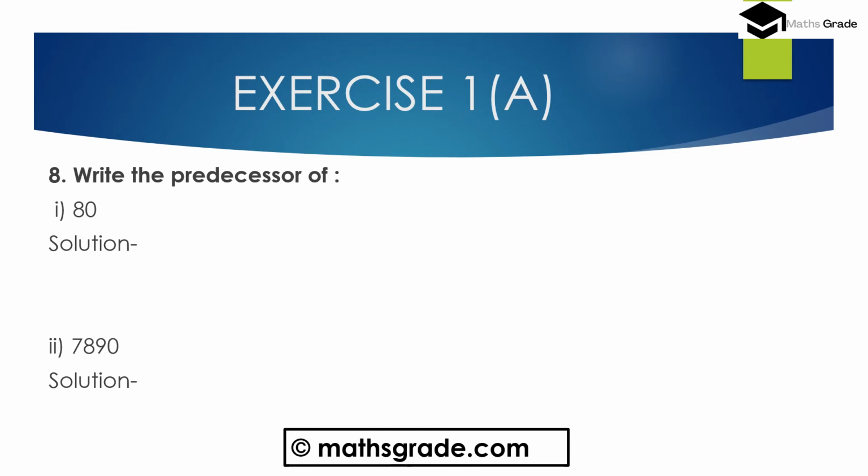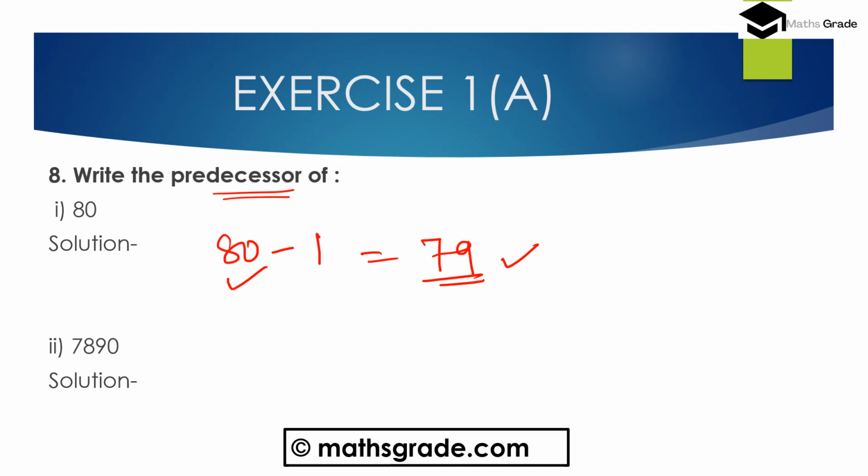Now question number 8. Write the predecessor of the first bit, 80. When we find the predecessor, meaning the previous number, we have to subtract 1 from that number. So the predecessor of 80 will be 80 minus 1. We subtract 1 from the number 80, that is 79, and 79 is the predecessor of 80.